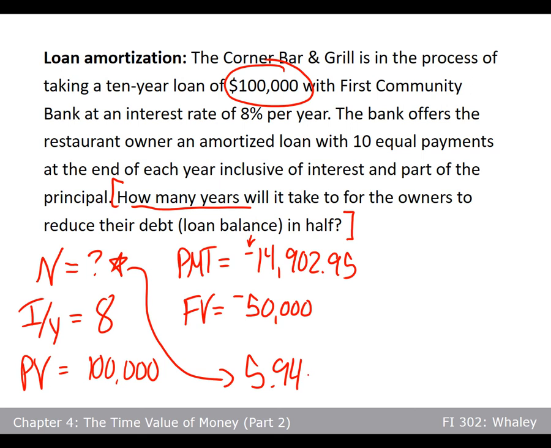When you have time intervals like this, you always want to round up to the next year. And so effectively it's going to take 6 years. It will take 6 payments for Corner Bar and Grill to reduce their loan balance in half.